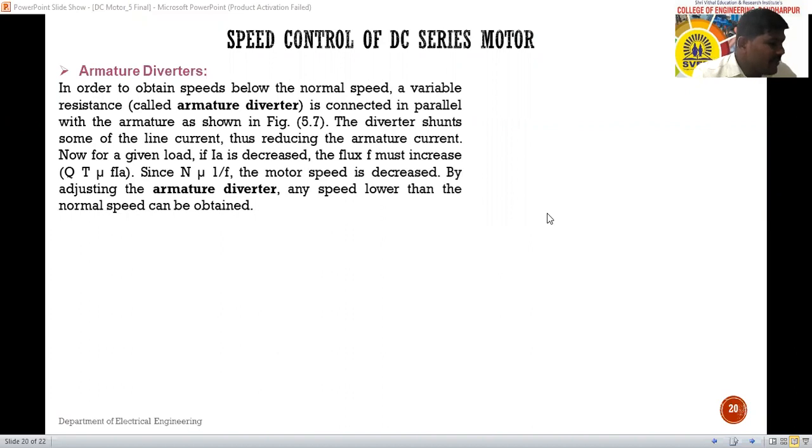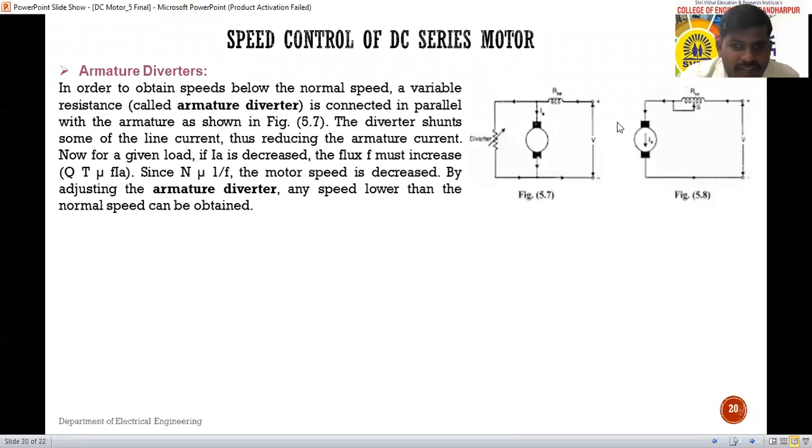When the armature current is diverted, if the load is constant, the speed of the motor will start decreasing. This point we have already discussed: the speed of the motor is decreased by adjusting the armature diverter.